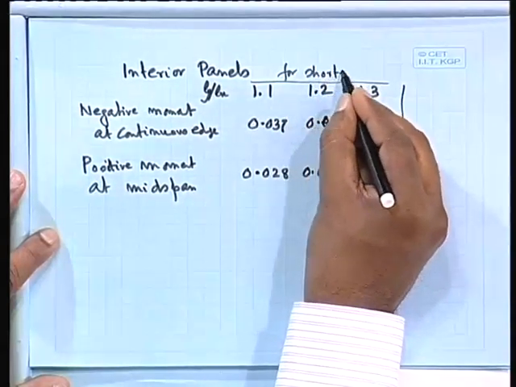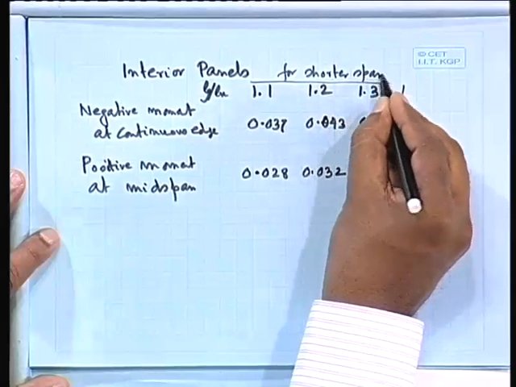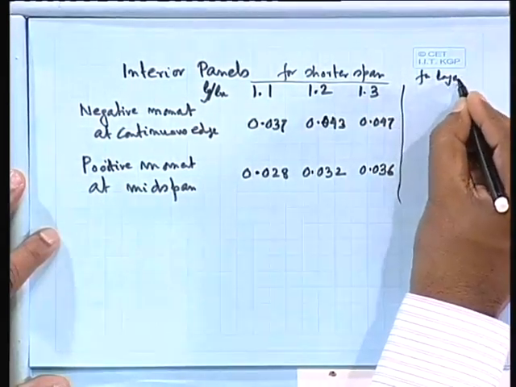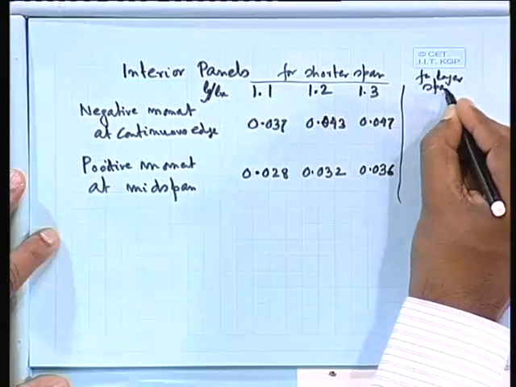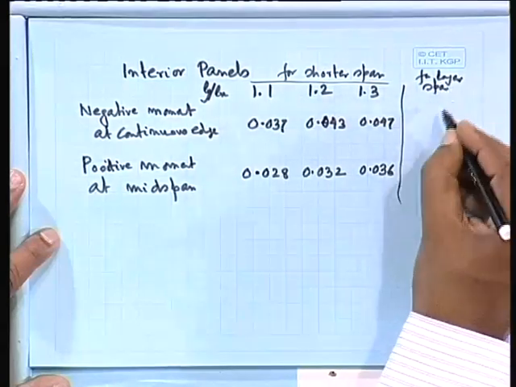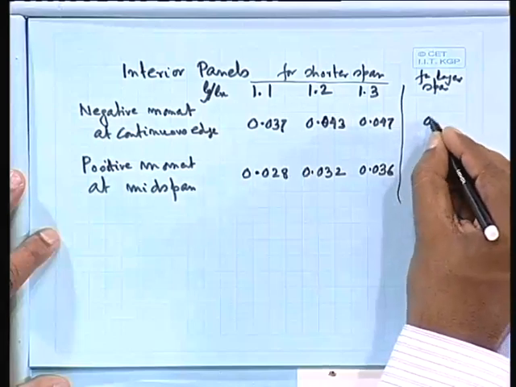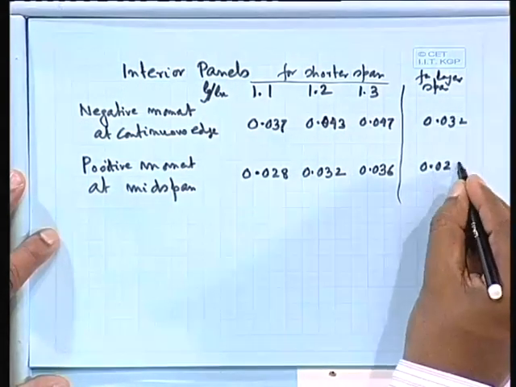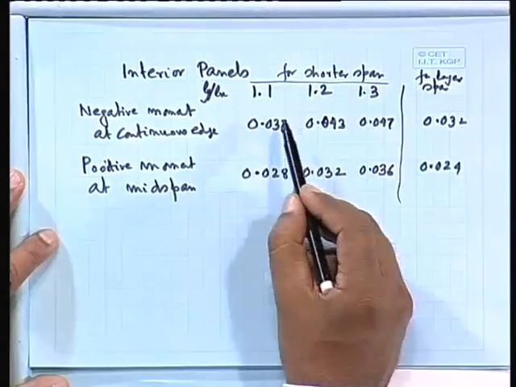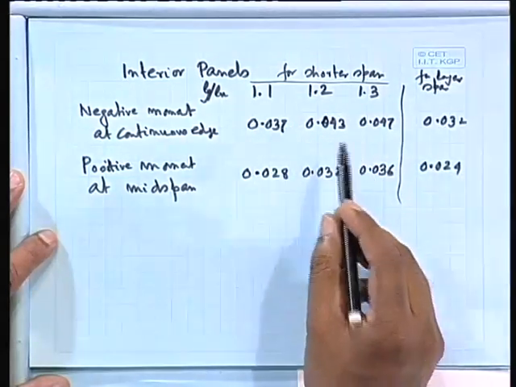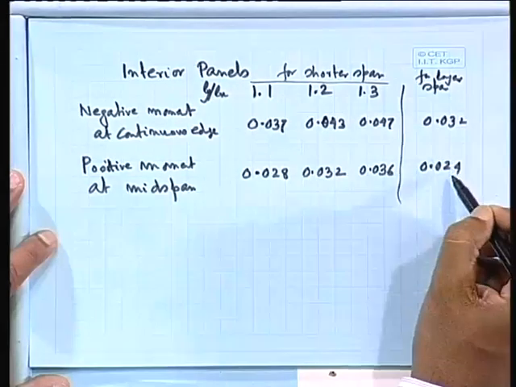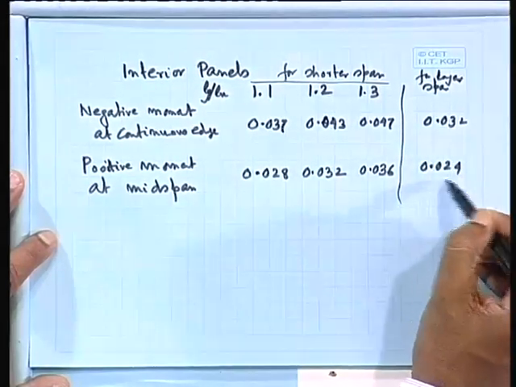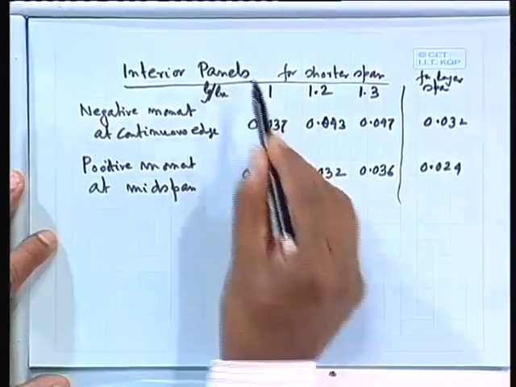But for longer span, we shall get for all Loi by Lx the same value, 0.032, 0.024. That means for shorter span only we shall get the variation depending on Loi by Lx, but for longer span we shall get the same value. So, that is 0.032, 0.024 for interior panels we shall take it.